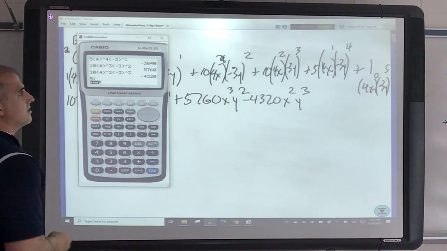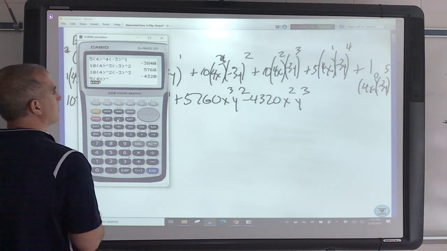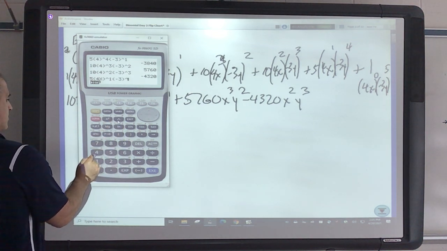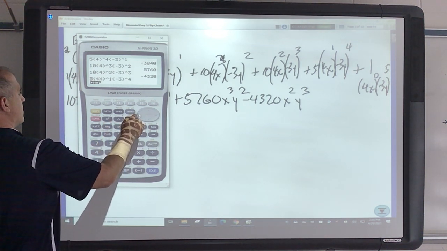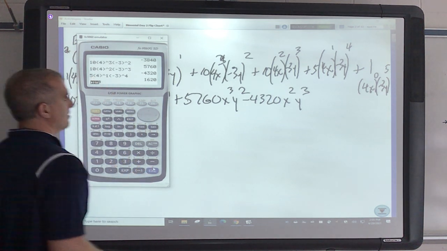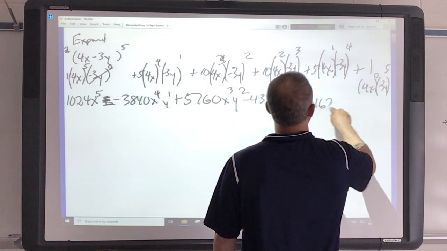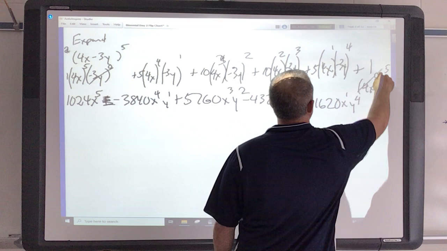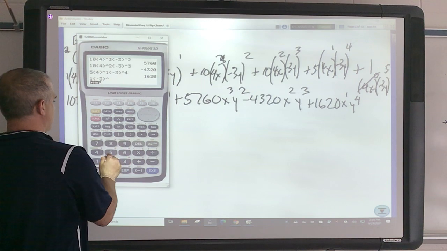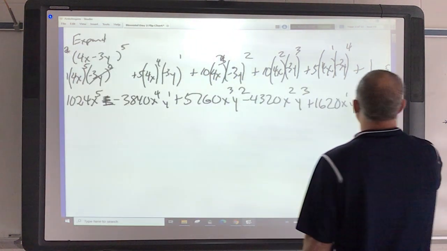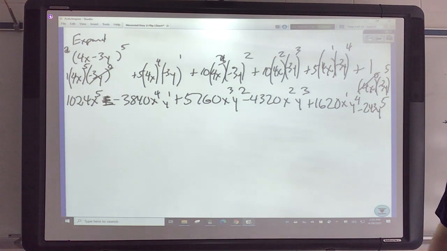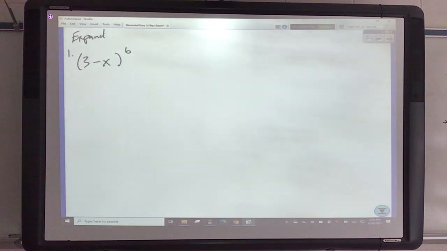And then 5, 4x to the 1st, negative 3 to the 4th, 1,620 x y^4. This goes away. I've got 1, negative 3 to the 5th, negative 243 y^5. Let's see what other one we've got.